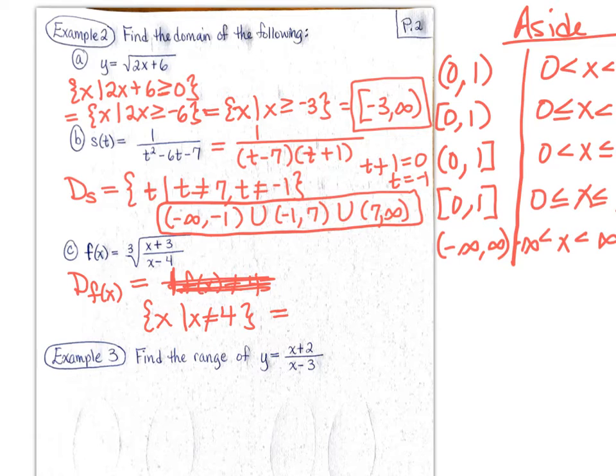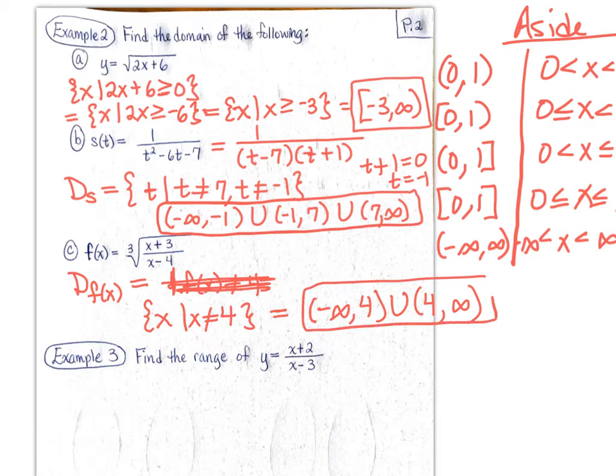Come on, you can do it. What is this in interval notation? Negative infinity to 4, bracket or parentheses? Parentheses, go ahead. Good. Union 4 to infinity. Good. Not inclusive. Very good. Good. That's it. That's it. Very good.